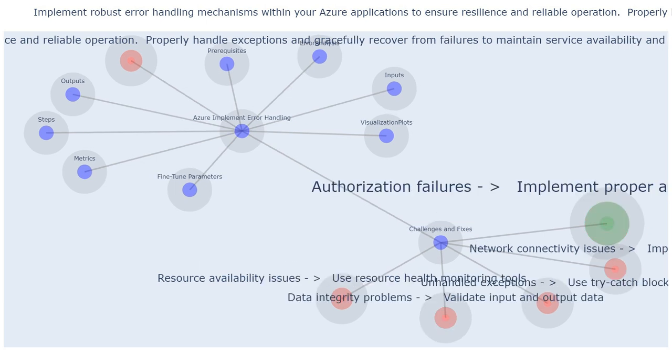Authorization failures occur when users or applications lack the necessary permissions to access resources or perform operations. Implement proper authentication and authorization mechanisms in the application to ensure that only authorized users or applications can access sensitive data and resources. This typically involves using Azure Active Directory (Azure AD) for identity and access management.